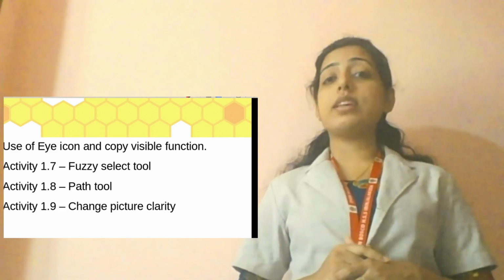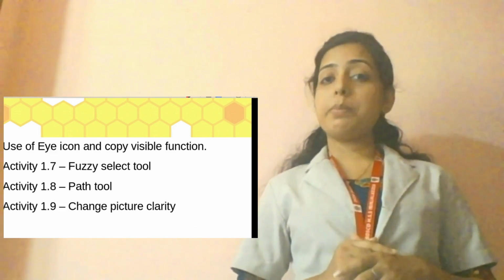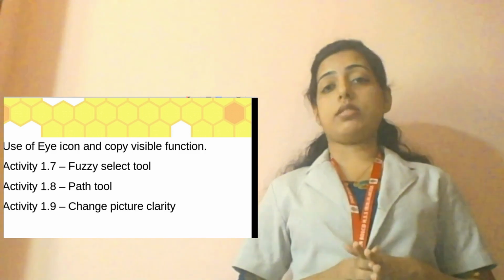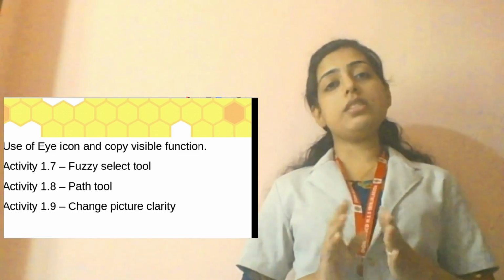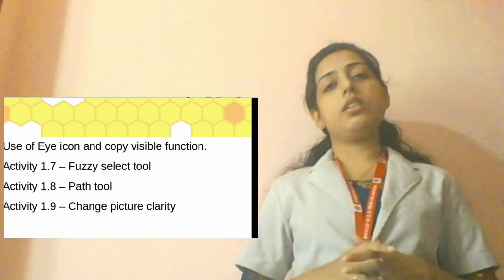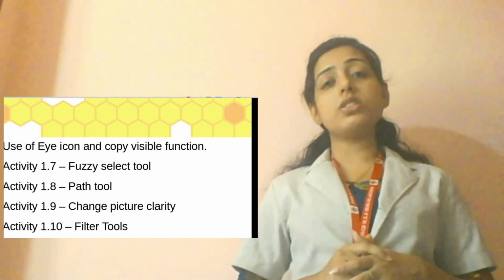And then what was the next activity? Changing picture clarity. We can change contrast and brightness from colors menu. So thus we can change the picture clarity. Okay, there will be one slider. So by moving that slider, we can change picture clarity.